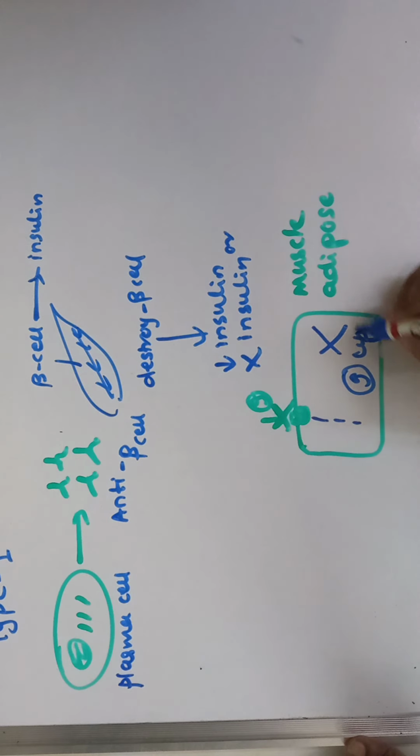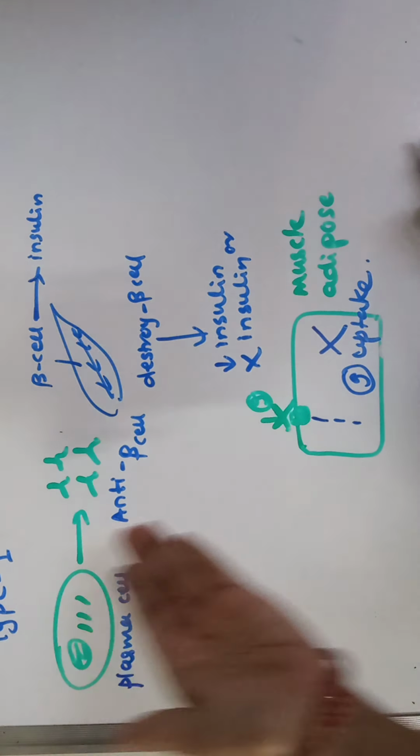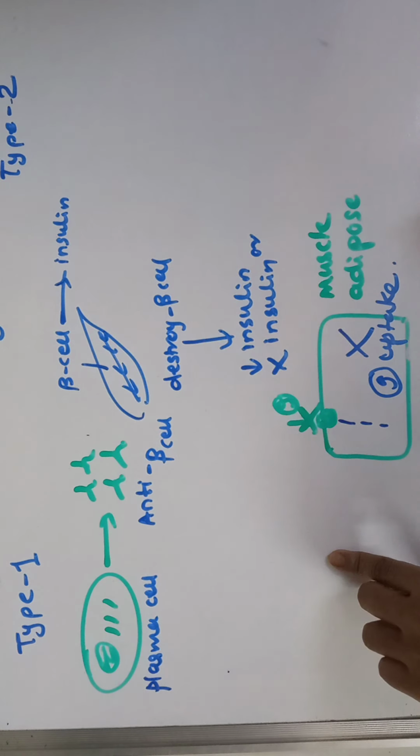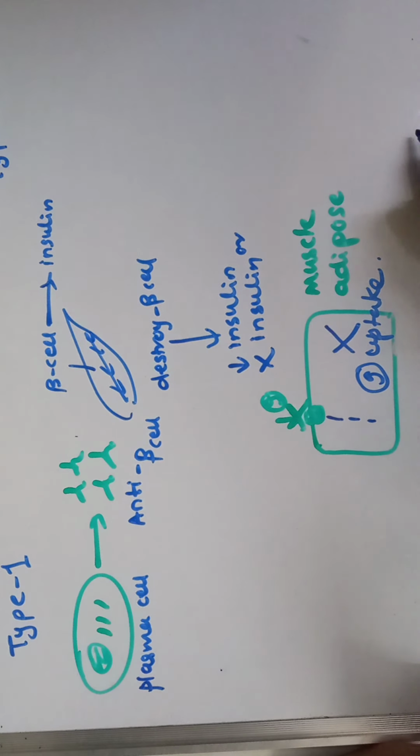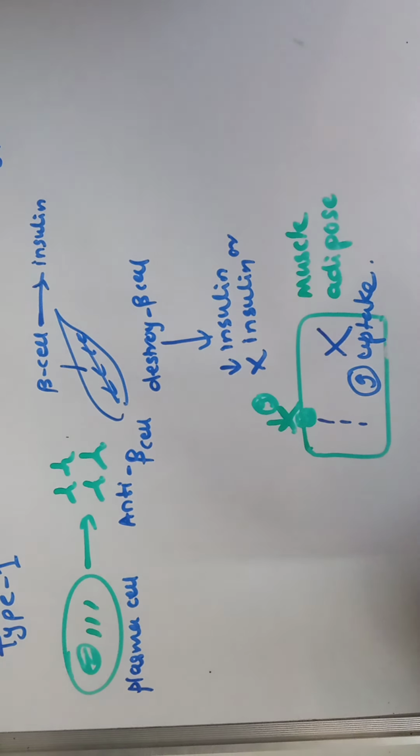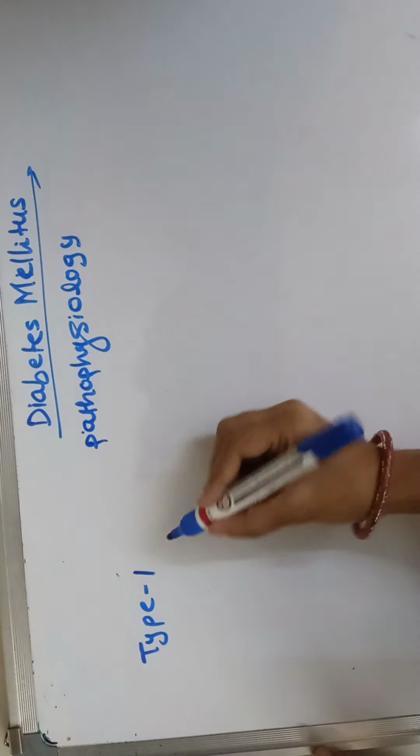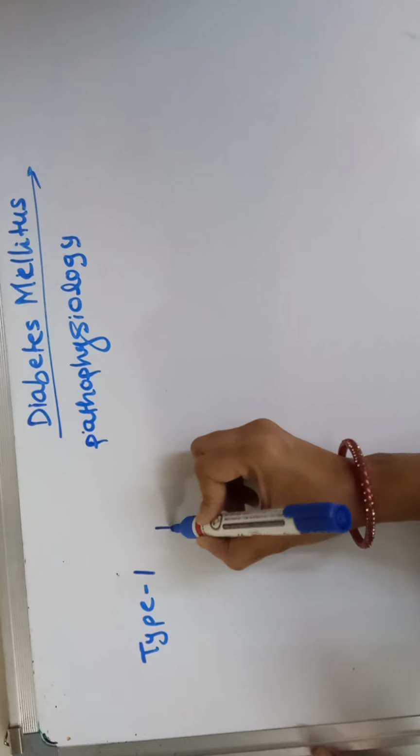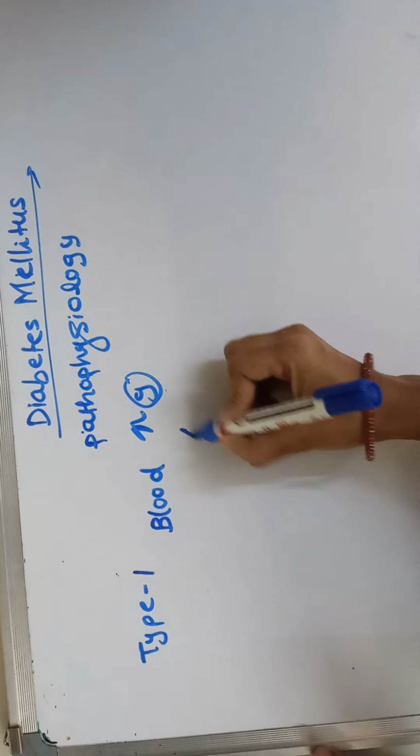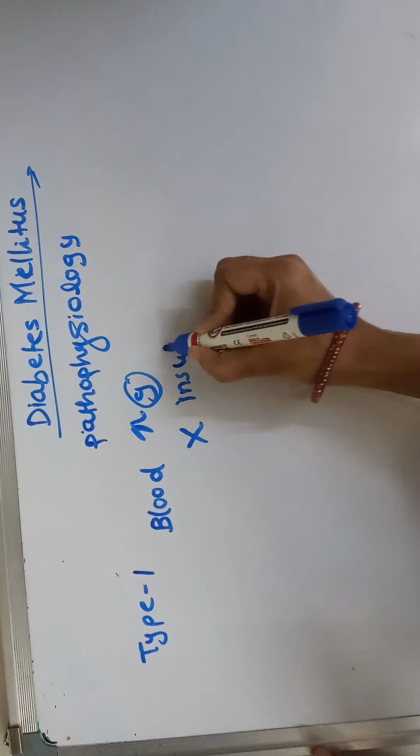So this is what happens exactly in type 1 diabetes. In this case, the patient may have to take insulin injections, because there is no other way. This is because of genetics, guys. Later, as we all know, in our blood there is high glucose and no insulin. This is the case in type 1.